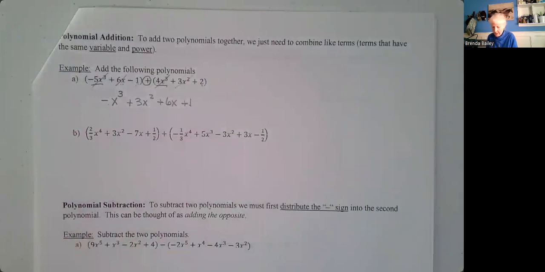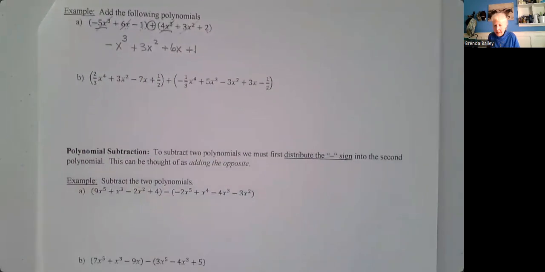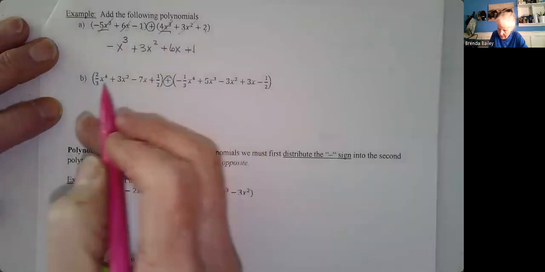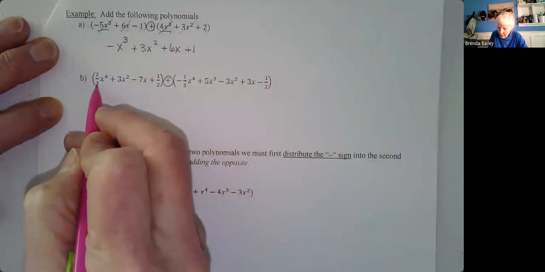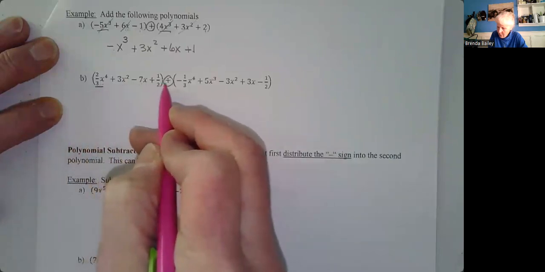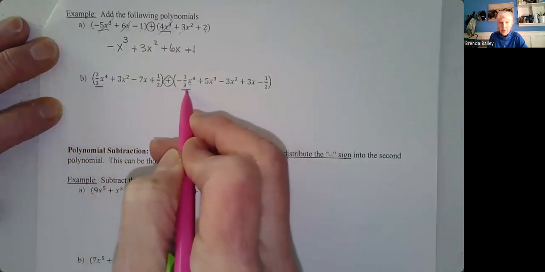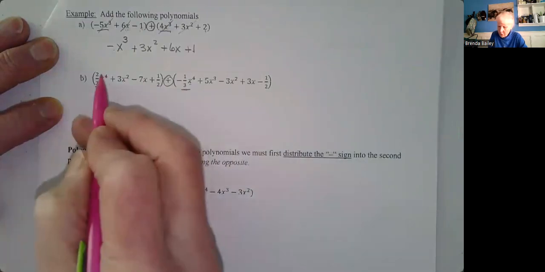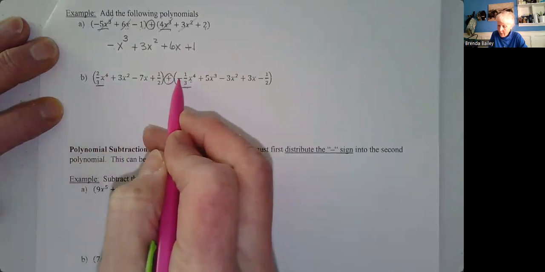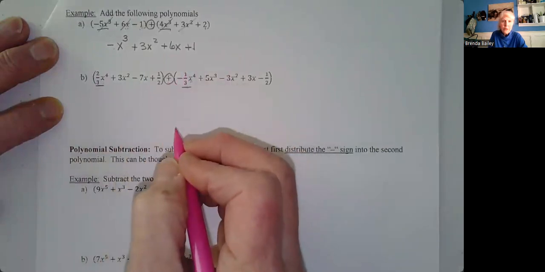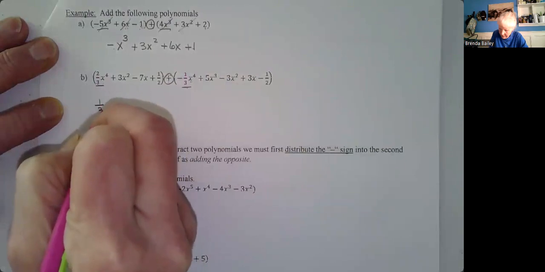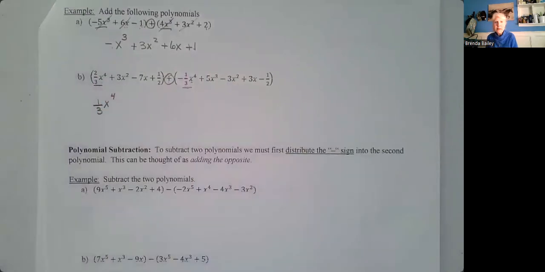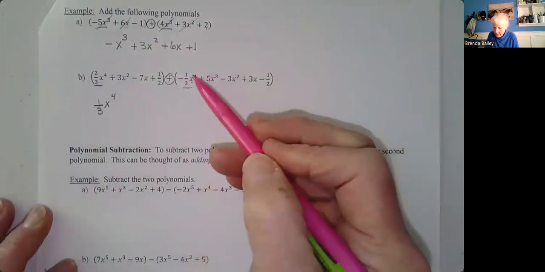All righty, let's look at another one. Again, I have a plus sign in between. It's important, that symbol right there. If it's a plus sign, I can just drop the parentheses and start combining like terms. Let's do that. I've got some fractions, but that's okay. 2/3 x to the 4th, and another x to the 4th is right here. So I will combine the coefficients in front. 2/3 plus a negative 1/3 is positive 1/3 x to the 4th. That's how many x to the 4ths I've got.